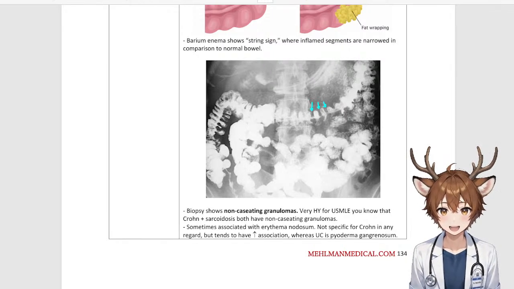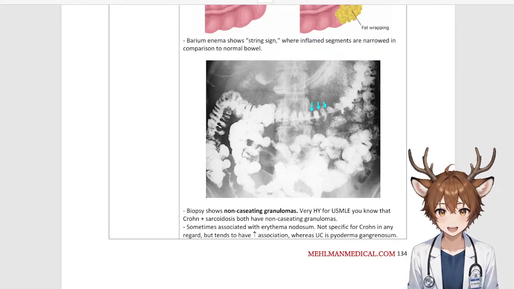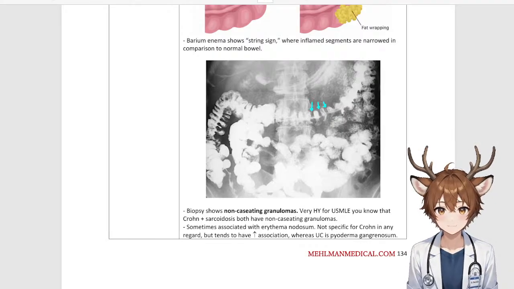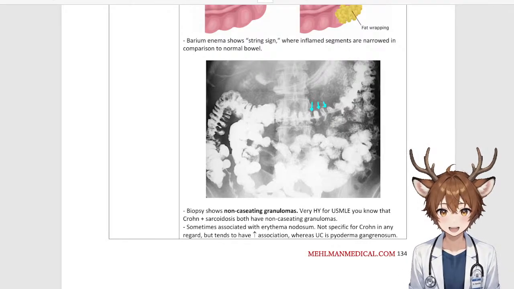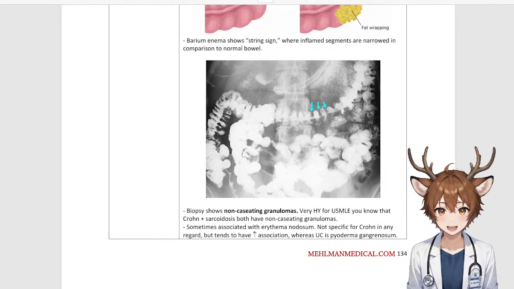Sometimes associated with erythema nodosum, not specific for Crohn's disease in any regard, but it tends to have an increased association, whereas for UC, pyoderma gangrenosum is the association. So the association here is theoretically erythema nodosum. But for UC, it would be pyoderma gangrenosum.